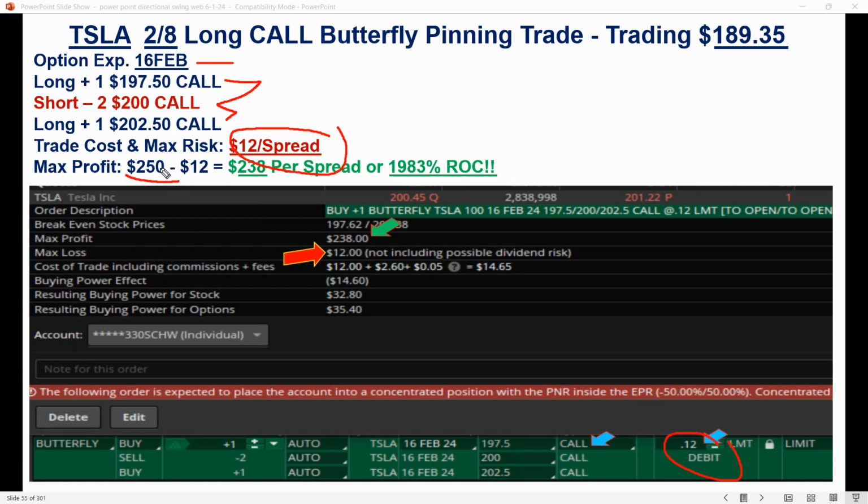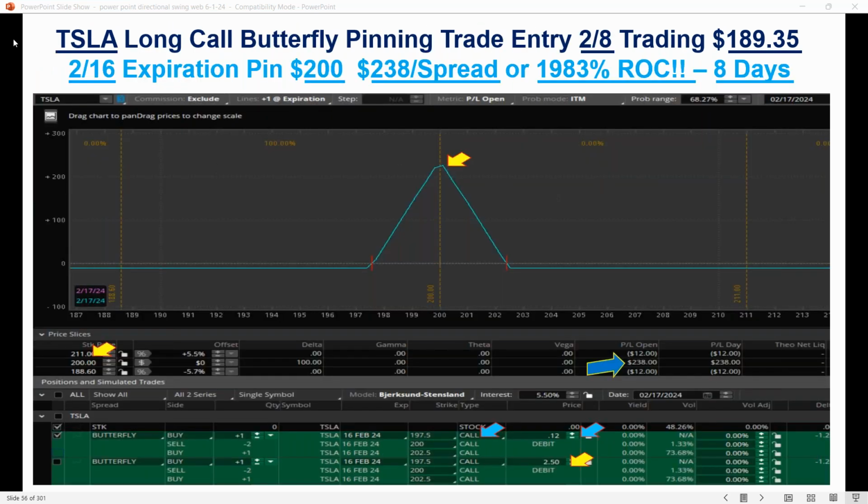Potential profit, spread width of 250 less 12, $238 per spread, 1,983% return if you hit that 200, which it did hit. So it was amazing. Right into the close, it pinned right at 200. So if you put this on, you're going to make somewhere around this, not to the penny, but very, very close. So it did pin right there. This went from $12 to $250, $238 per spread, over 1,900% return on that.